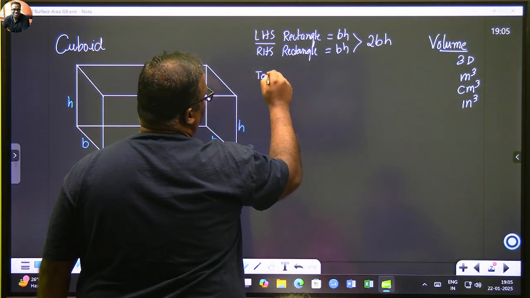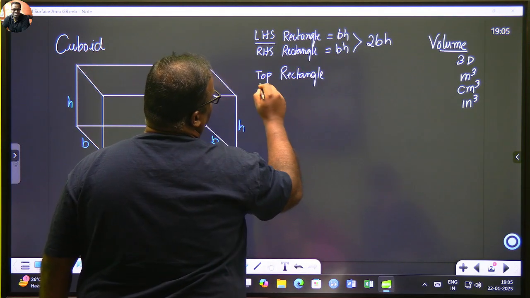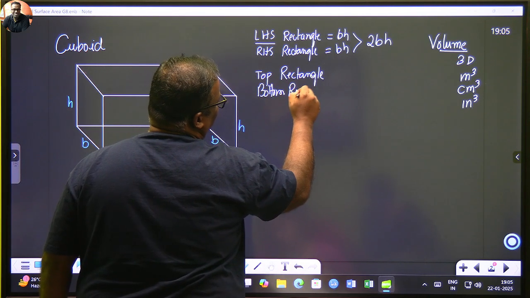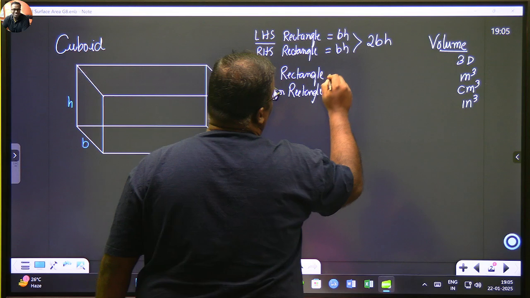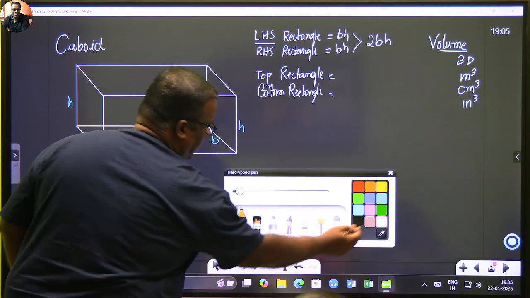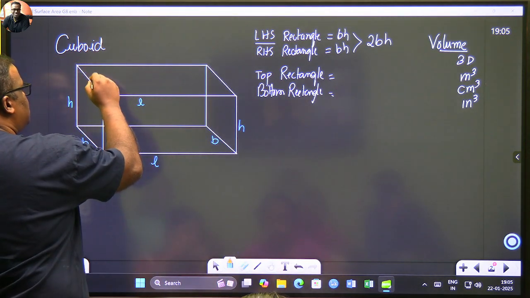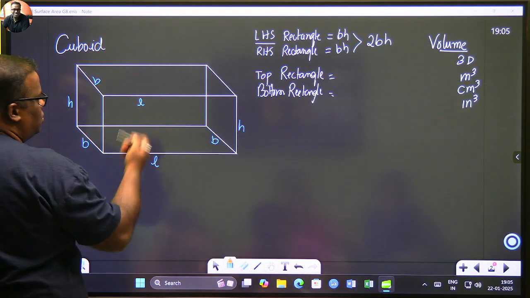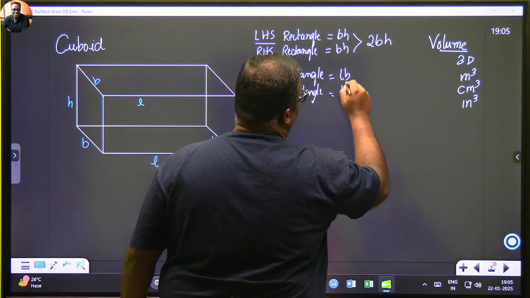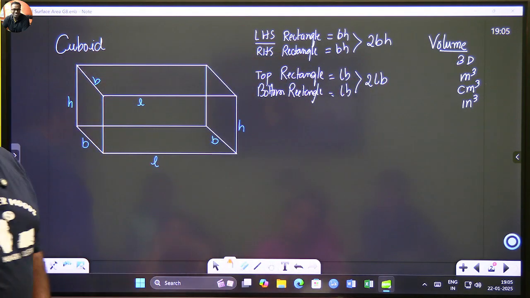Now, let's go to the next one. I have a rectangle on the top, and I have a rectangle on the bottom. In the exam, even if you forget, you should know how to deduce your formulas. Top rectangle, we have L, and this one is B, and the bottom rectangle also LB. So what do we get here? LB, LB. If you add them, 2LB. Agreed? Right?